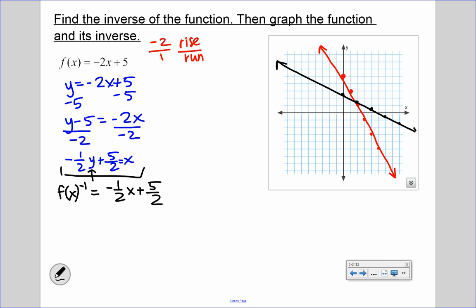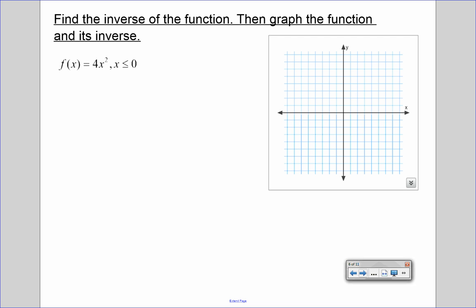All right, and if you notice, inverses are reflected over the line y equals x. So I'm going to graph that really quickly. So you can double check if it's a reflection over y equals x, then this is the inverse. Okay, let's try another one.